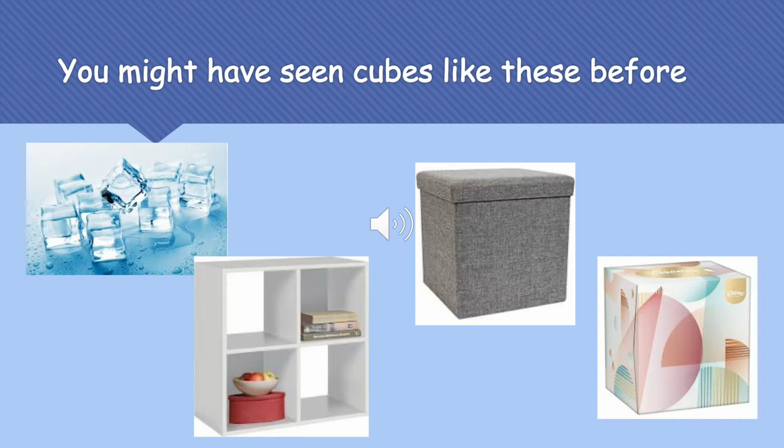Here are some places that you might have seen cubes before. I bet you've seen ice cubes with their 6 square faces going round them. These ones are melting a bit. And have a look at how a cube would fit onto this bookcase. And there's a box and even a cube to sit on.